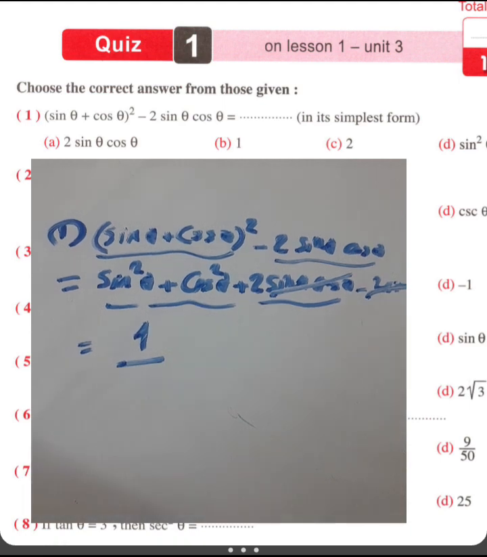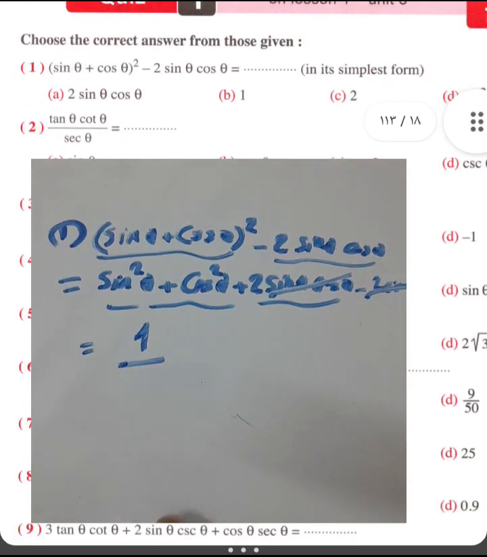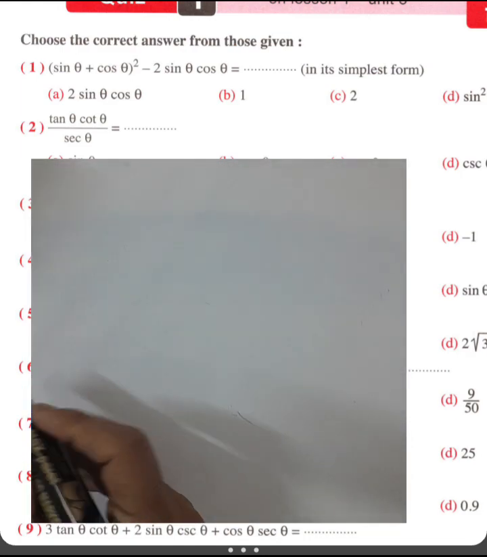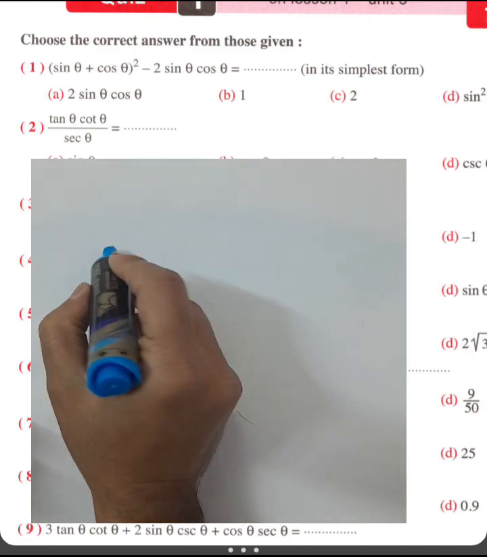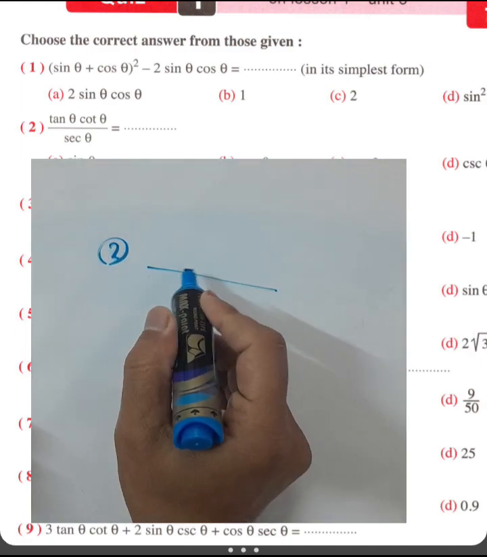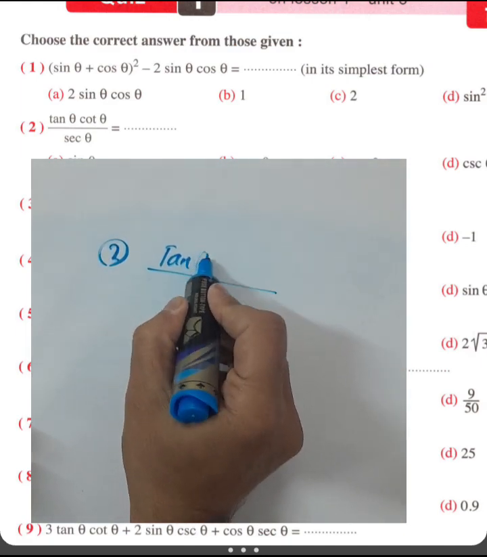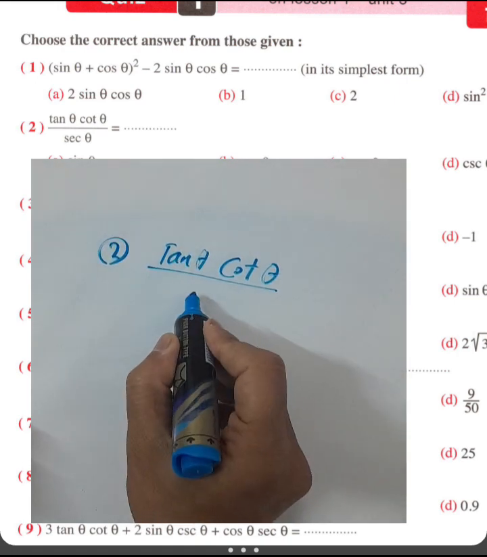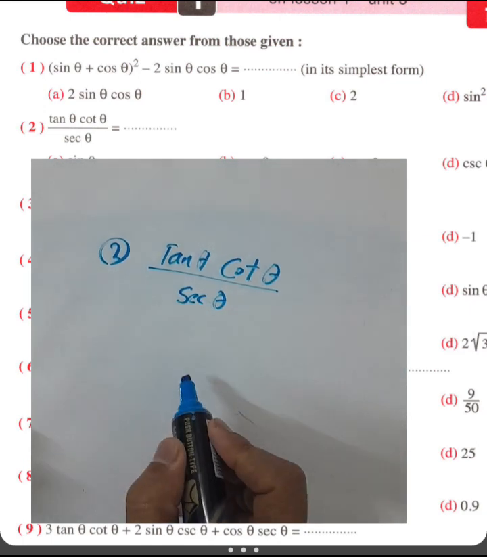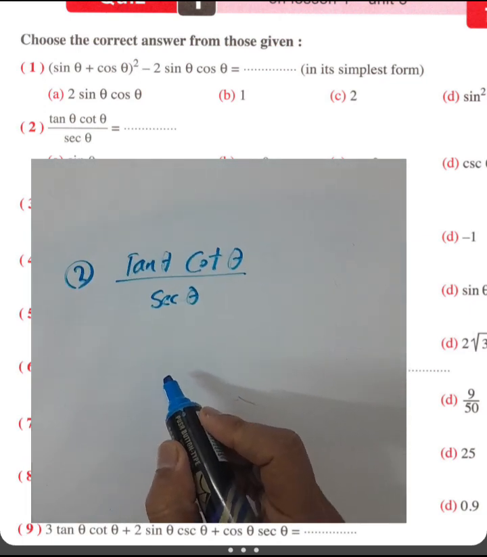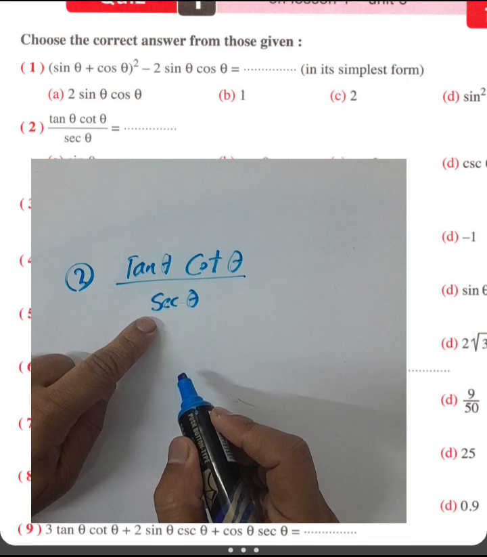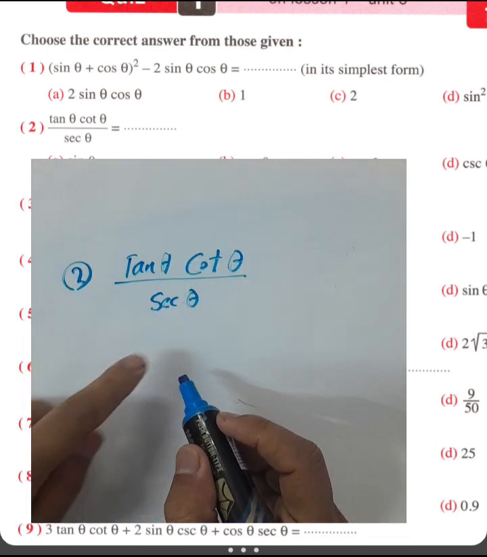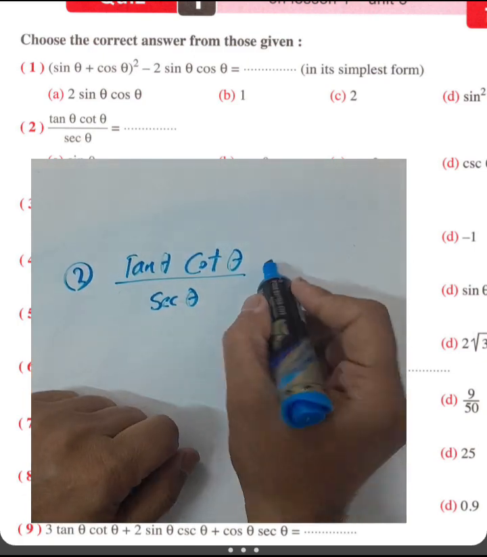Question number 2. Tan theta product by cotan theta over sec theta. We have tan theta, cotan theta over sec theta. Sec is the inverse of cosine, and tan is sine over cosine, and cotan is the inverse of tan. Tan product by cotan will be 1.